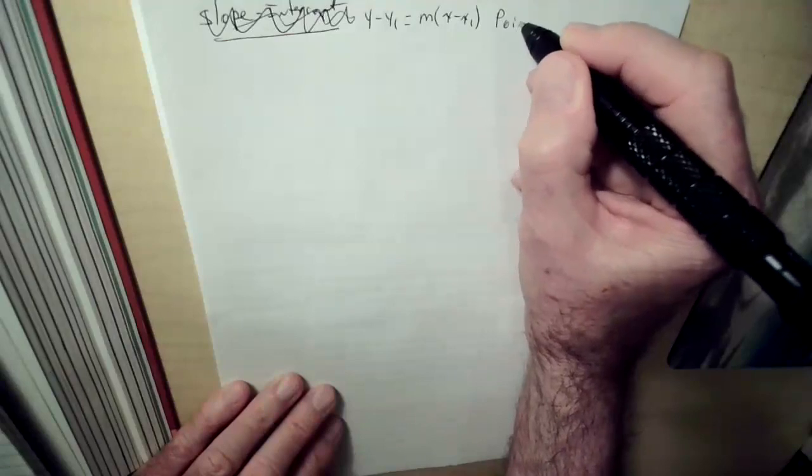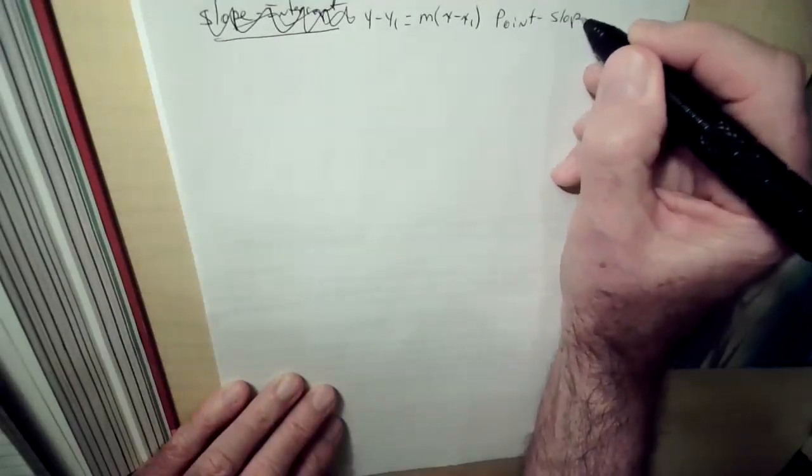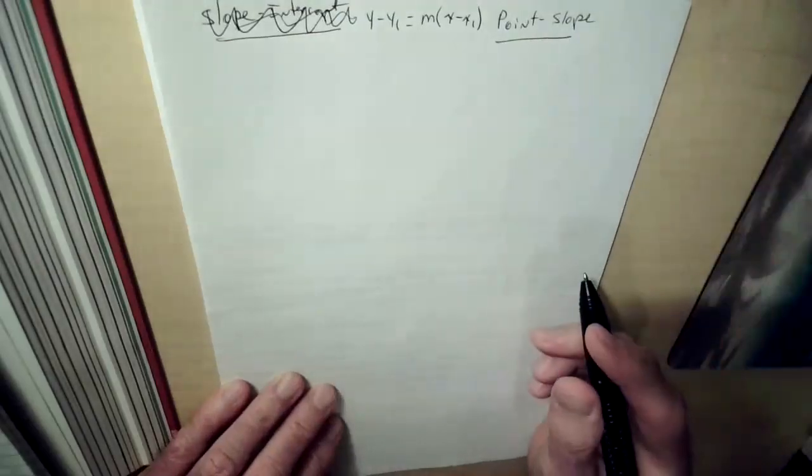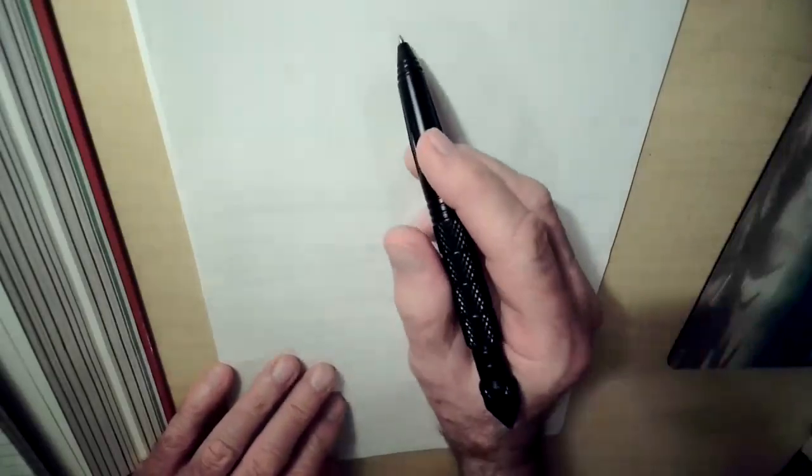This is point-slope. I'm sorry, I'll do better. No, I'm not. I'm probably not going to do any better.